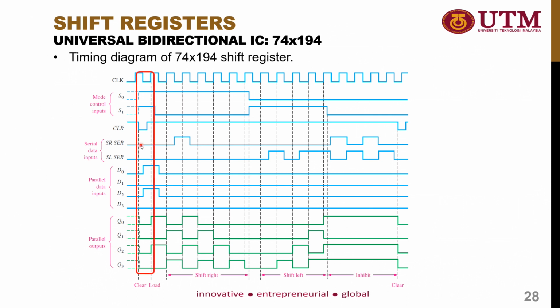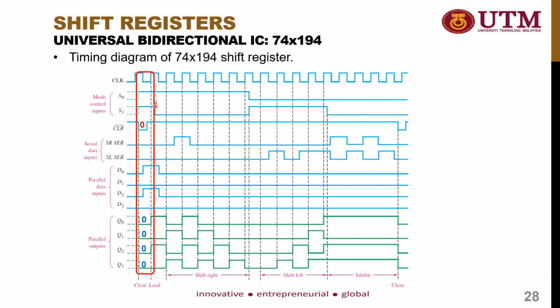So you can see here at the first operation sequence, the clear mode is activated. Okay, you can see the input of 0 is being applied at the clear bar. Okay, so it means that the output will become 0 because the shift register is being cleared.